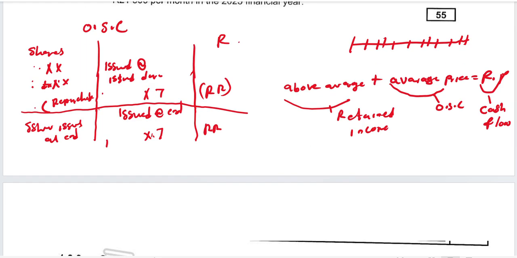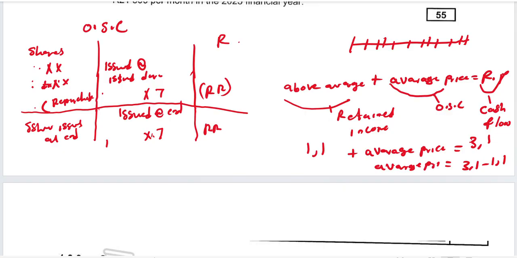We have an above average of 1,1 plus the average price. We don't have the average price, and it is equal to what? The repurchase price is 3,1. You're gonna say 3,1 minus 1,1 to get the average price. And then our average price will be 2. Average price equal to 2 rand. Do you get me?